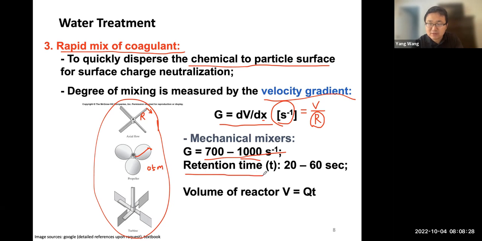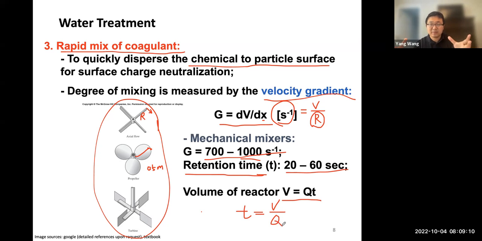We said that the retention time is basically the residence time of the water in any reservoir or container. The retention time is just 20 to 60 seconds, so it's within a minute. Based on the retention time, we can also evaluate the size of this coagulator. If you recall, when we discussed the PFR or CSTR, we also defined this retention time, that theta value. That time parameter is just the volume of the reactor divided by the flow rate.